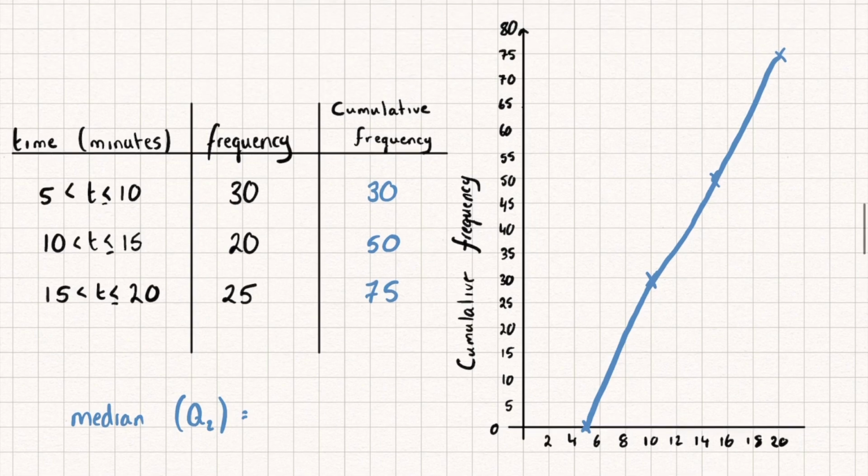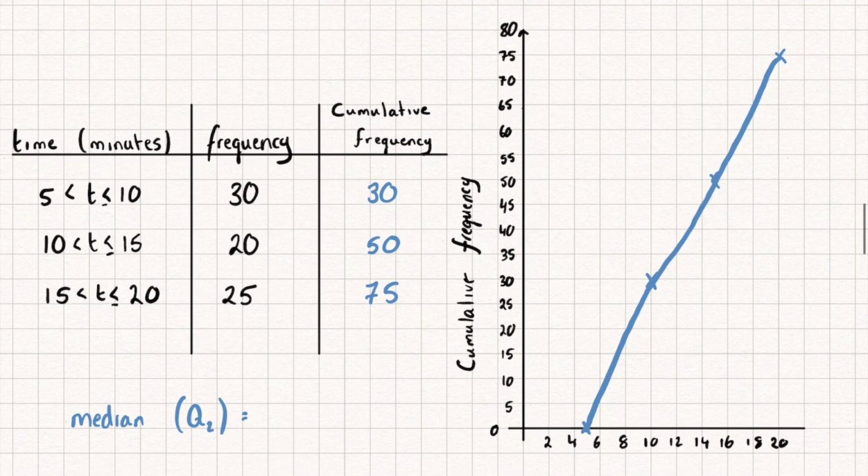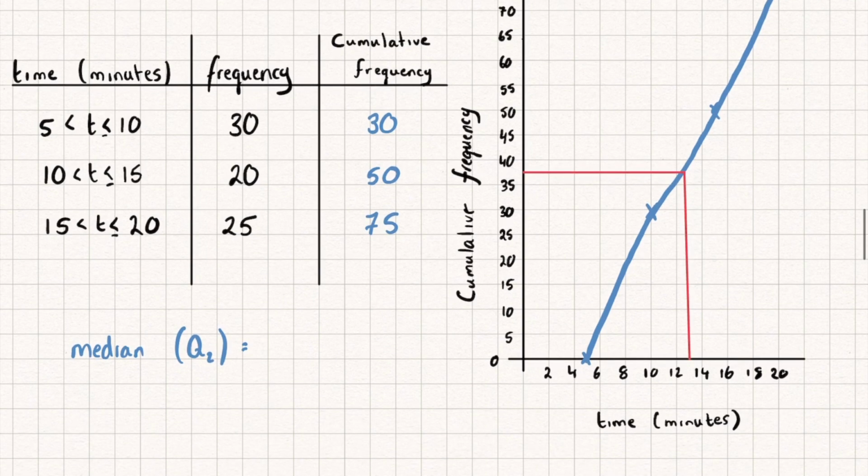I'm going to use my cumulative frequency graph to estimate this. So I'm going to go up to the 37.5th data value on cumulative frequency, like so. I'm going to try and make it a bit more accurate than that. Then I'm going to go straight down from where it hits my curve until I get to my time axis. You can see as an estimate it's about 13 minutes. So the median is about 13 minutes.